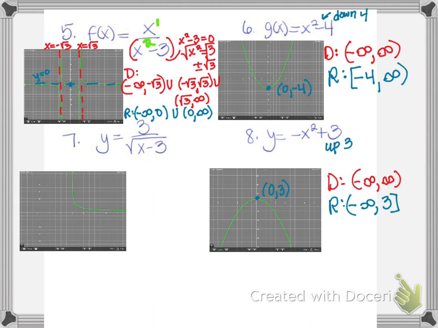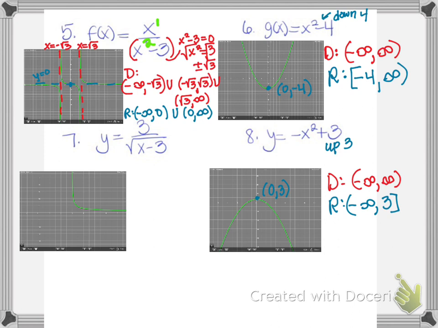Number 7, when I graphed it, looks like this. It looks like maybe one of the branches of a hyperbola. You can clearly see there are places where this graph doesn't exist. It doesn't exist down here, so the range is not going to be all real numbers. And the domain does not exist over here either.